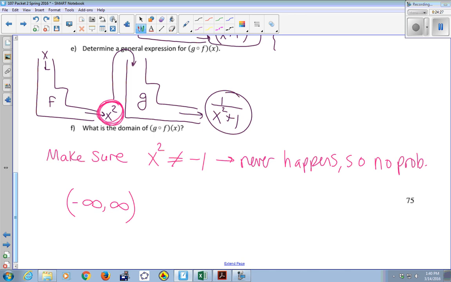The domain is just the set of X's you're allowed to put into the machine, right? So negative 1 isn't a problem because when I put X equals negative 1 into F, what is negative 1 squared? 1, no problem yet. I haven't jammed the machine. Then you take that 1 and you put it into G, not going to jam the machine either, right? So negative 1 is not a problem. Even though it's a problem for G, it's not a problem for G composed with F.